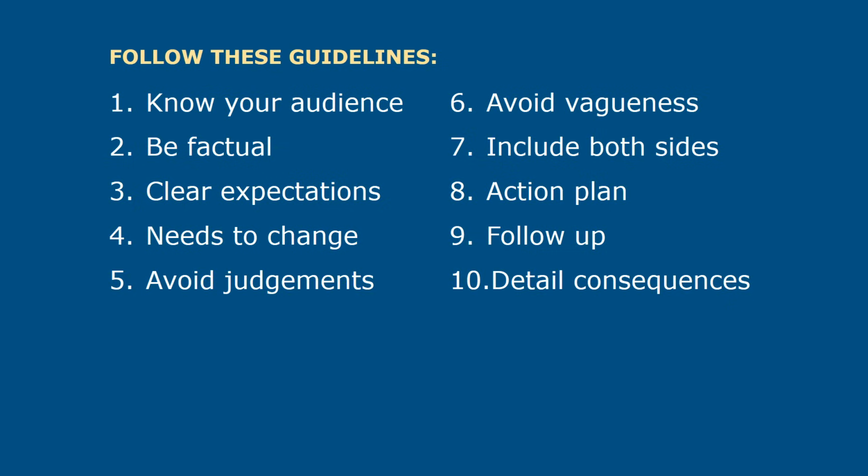Eight, create an action plan. Include deadlines for the employee to use. Don't just say, "We expect you to improve immediately." Instead say, "We expect your report to be submitted by 5 p.m. tomorrow." Nine, follow up on expectations, action plans, and deadlines, and document it. If you don't follow up, it shows that you don't care. And ten, detail consequences. Describe the consequences of the behavior or poor performance continuing.